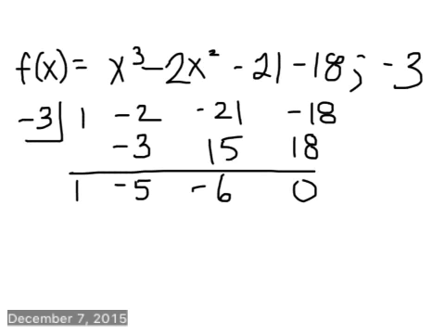Positive 18, which should give me 0. So now again, I start with x to the third. I drop it by 1. So now I'm down to 1x squared minus 5x minus 6 equals 0.